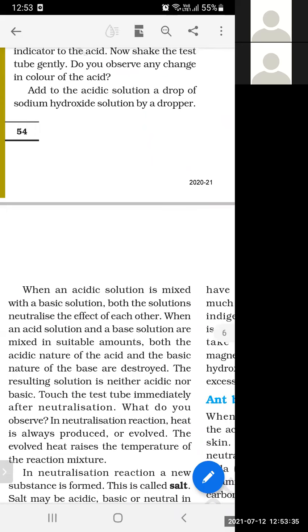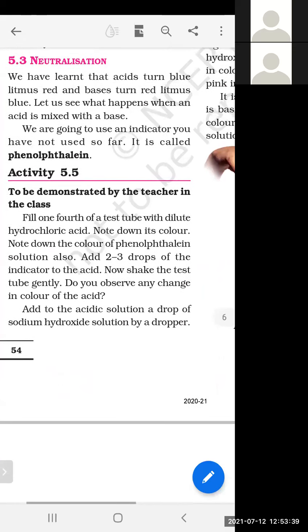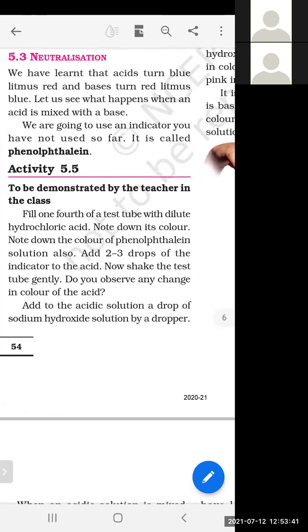So we have discussed what neutralization is. I am repeating again, what is neutralization? Neutralization is the reaction between acid and base. So when we add acid to a basic solution, then there will be some reaction, and acid will neutralize the effect of base, and base will neutralize the effect of acid.